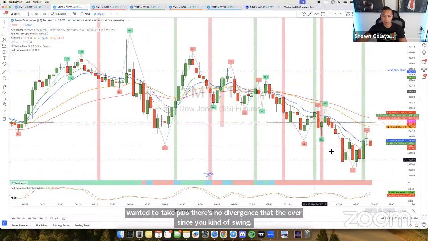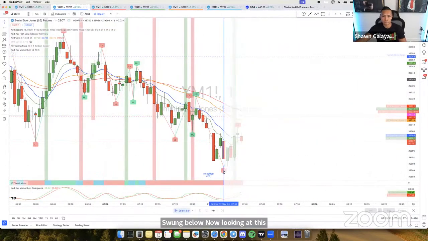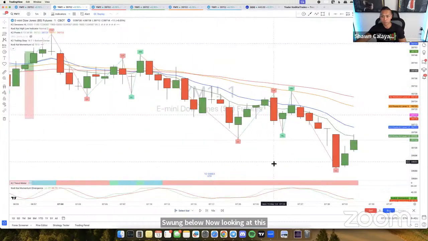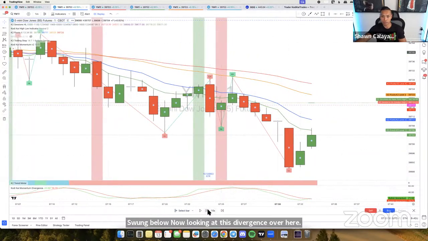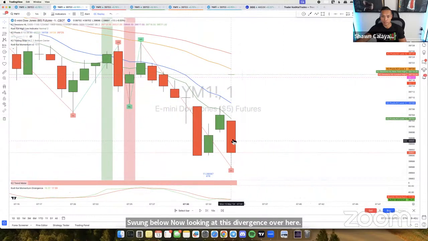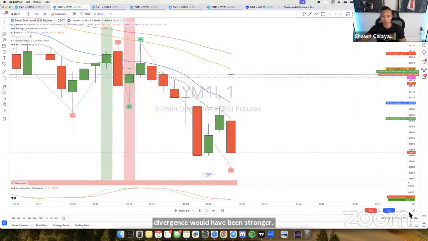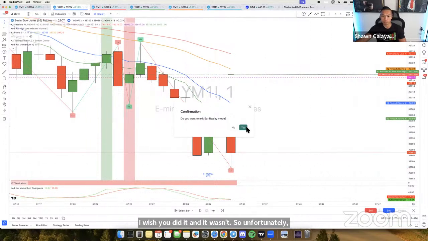Now, looking at this divergence over here, we were looking for this here to cross below, right? And I mentioned if this candle here closed down here, this divergence would have been stronger, which it didn't. So unfortunately, that's one that I would have skipped out on as well.